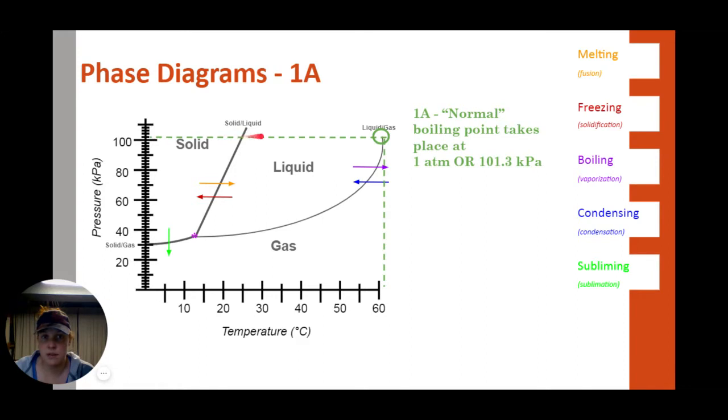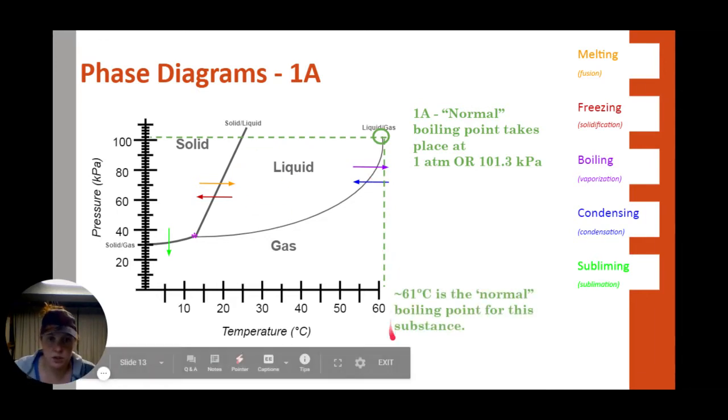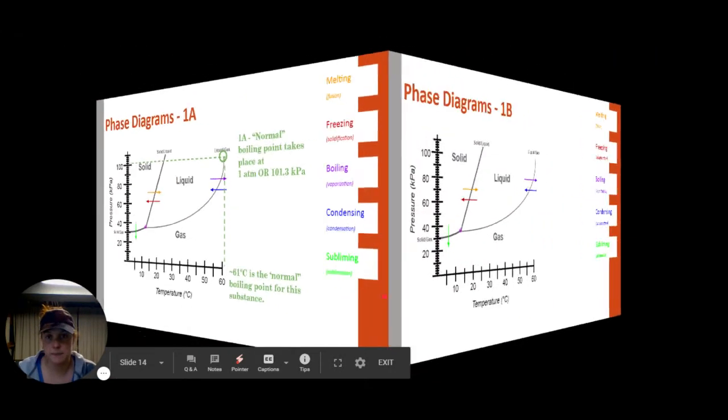101.3 kilopascals. And so, boiling, we know that this is going to be the line for boiling because it separates liquid and gas; to boil is to go from liquid into a gas. So 101.3 at normal pressure, our boiling point for this particular graph would be about 61 degrees Celsius. It would be the normal boiling point for this substance.